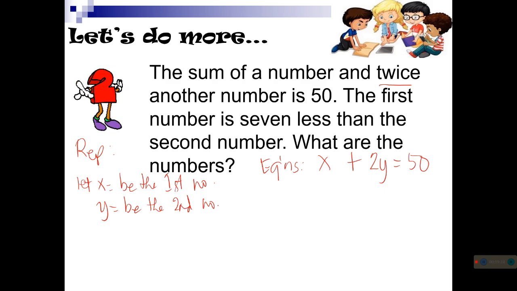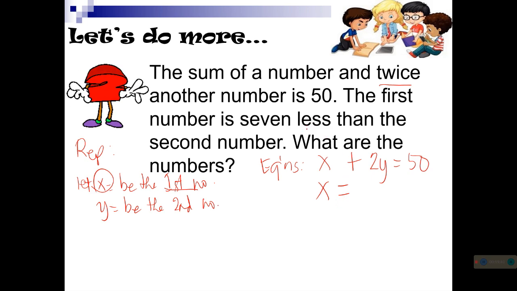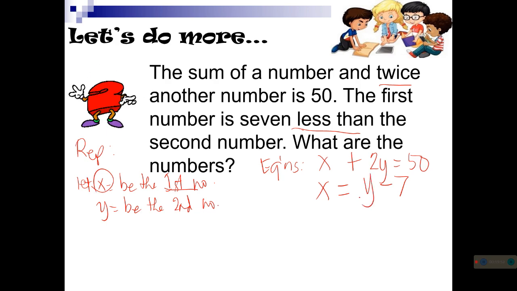The first number, from our representation, our first number is x. So the first number equals 7 less than the second number. From the slide earlier, "less than" is in switch order. So you will have here y minus 7 for 7 less than the second number. That's why we have here the switch order. So we already have our two equations.